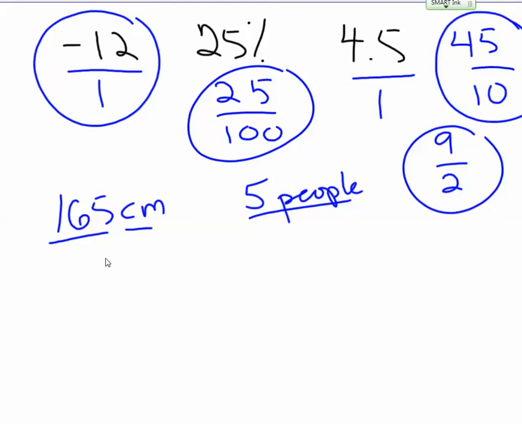And then on your example of a measure, I said, give me a real life example. So here's my height, 165 centimeters. There are infinite examples. I have a count. I count 5 people in a group.